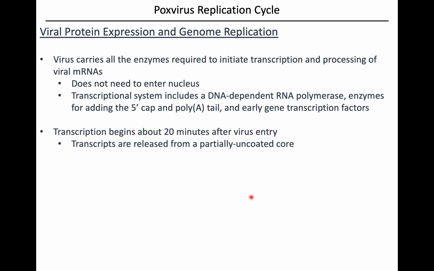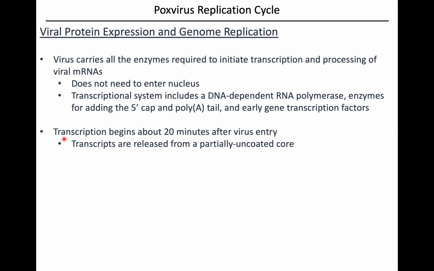All right, so the virus, we said, is bringing a lot of proteins with it, so it's got all the enzymes it needs to start transcription and process the mRNAs that are produced. It does not have to go into the nucleus to get that done. And it's going to use an RNA polymerase for that, obviously. It's going to add the 5' cap, poly-A tail, everything that you would need to have functional messenger RNAs, which could be translated. And this is going to start quickly.